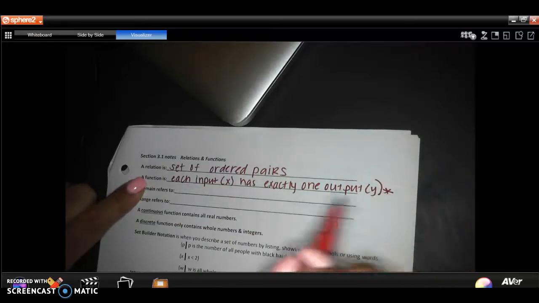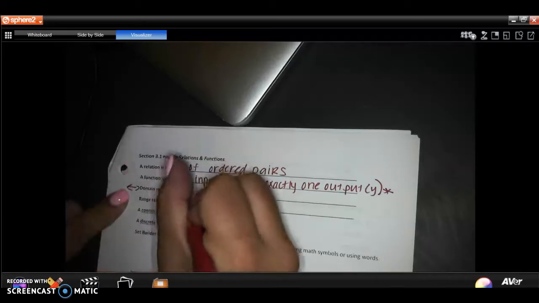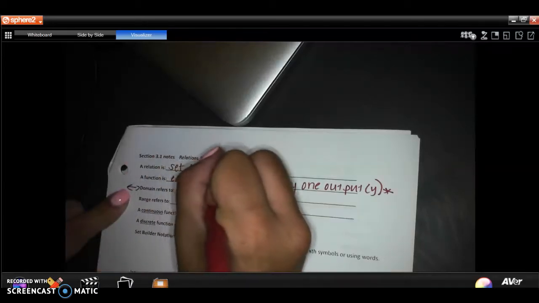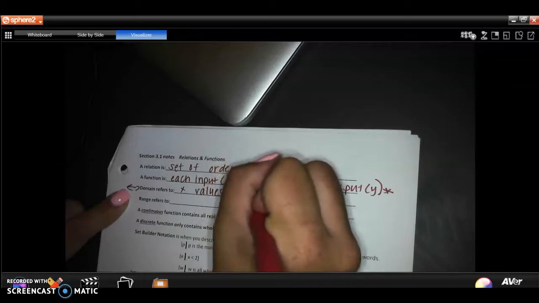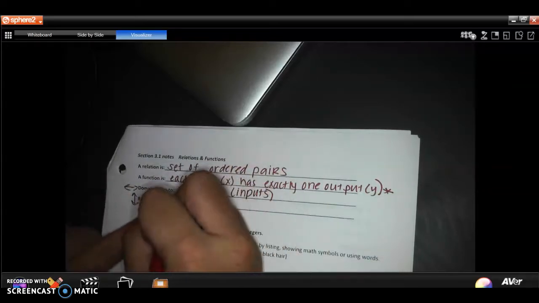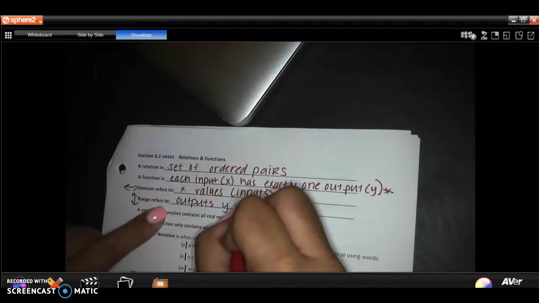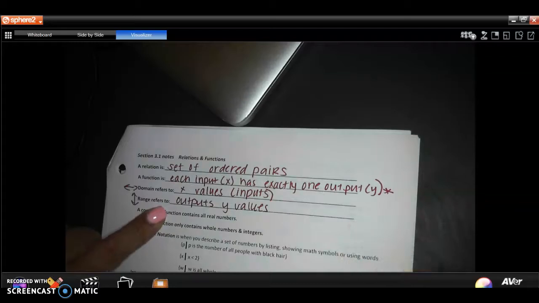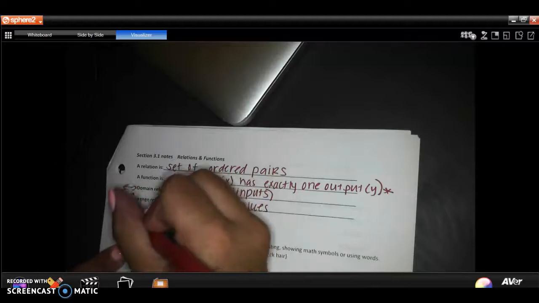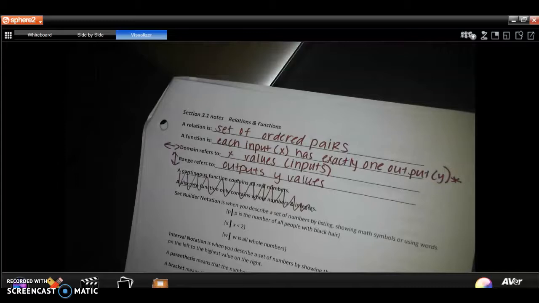Alright, so let's talk. Domain goes left to right. Our domain is our x values, or our inputs. And our range goes up and down, okay, which refers to our outputs, or our y values. So, domain, range. Set builder notation. Continuous or discrete, we're not going to go over this. You can go ahead and scribble that out. That's for Algebra 2.